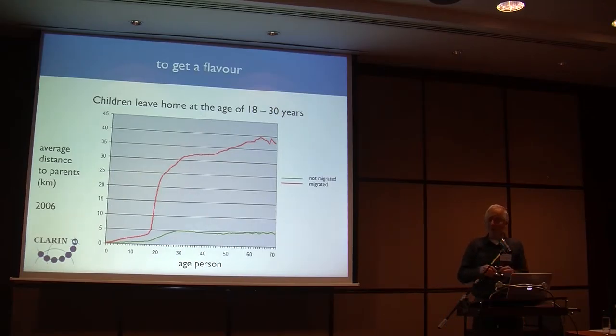So many people or students stay close, so they choose the university near their parents' house. There are also, of course, people who don't move from their municipality of birth, but they change to a different neighborhood or a street, but they stay close, and that's the green line. So actually, we move houses, but not too far in the Netherlands.